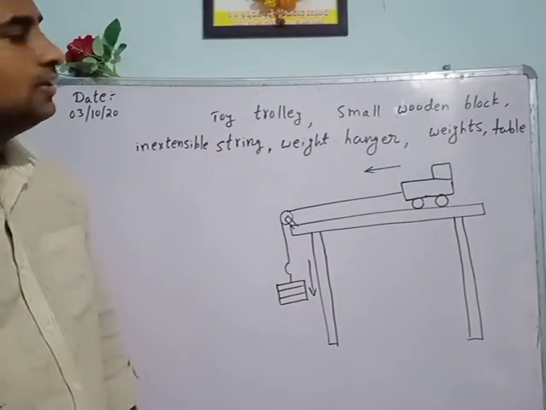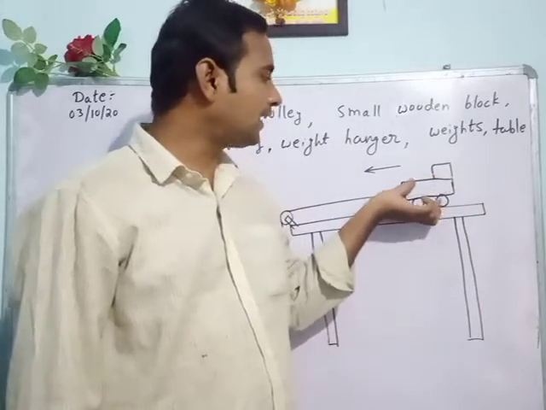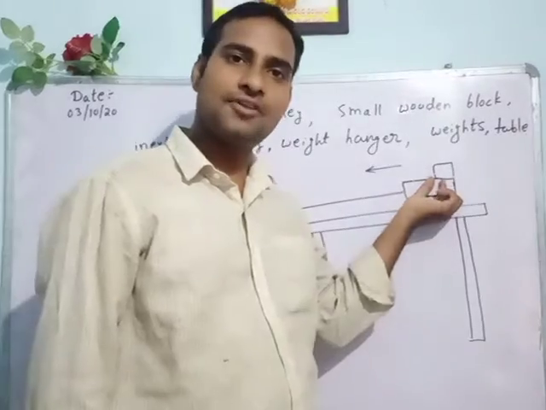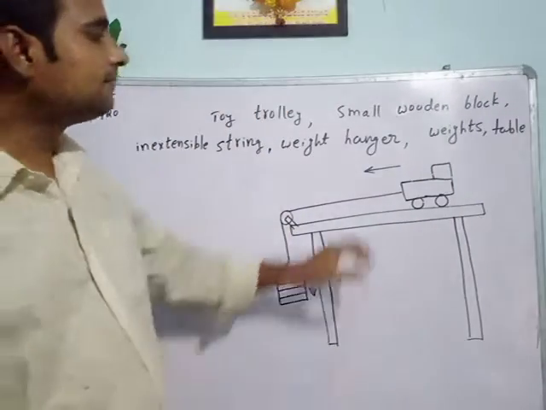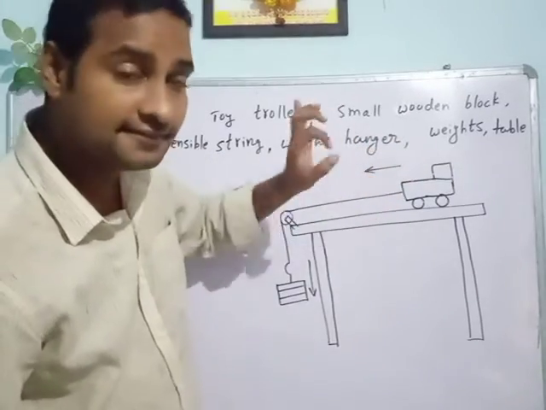Clear, all of you? So here the block is at rest, and the toy trolley is moving. That means here static friction is developed. But the force between the toy trolley and the table is frictional force.